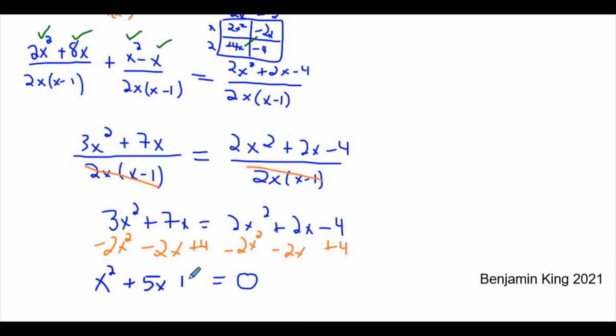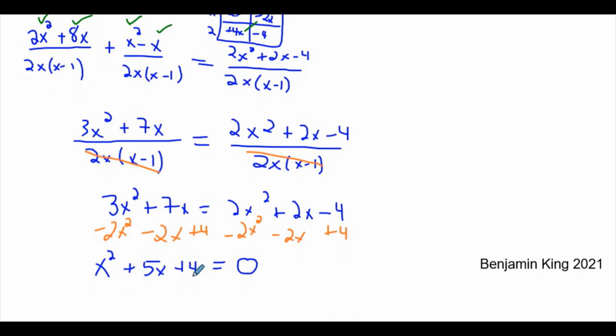Okay, so here we go. When we get a problem at the end that is clearly factorable, right? 4 plus 1 is 5. That's how you know if you made a mistake.